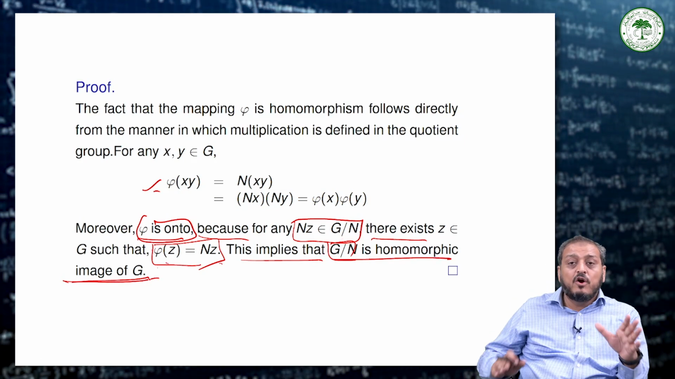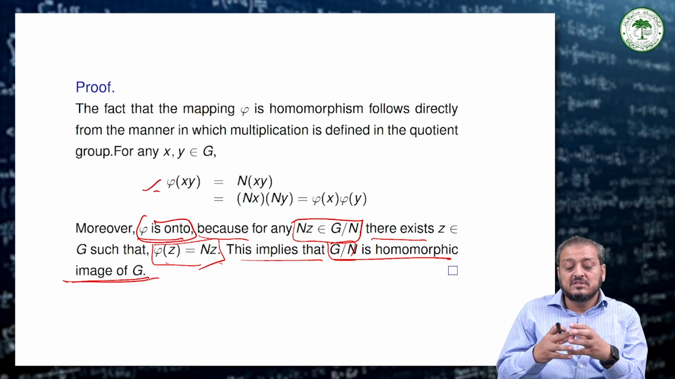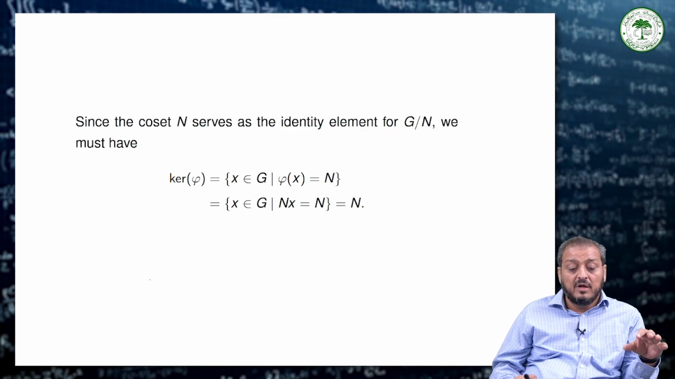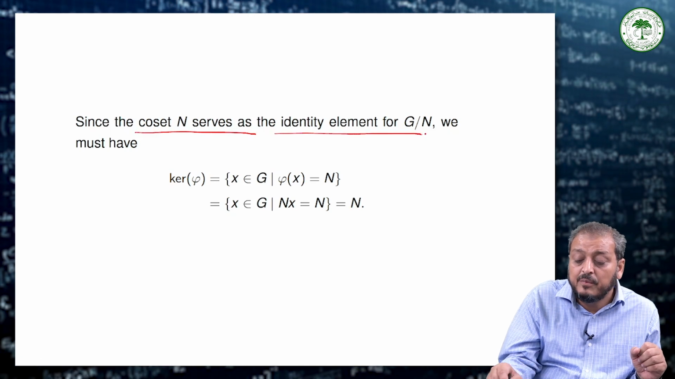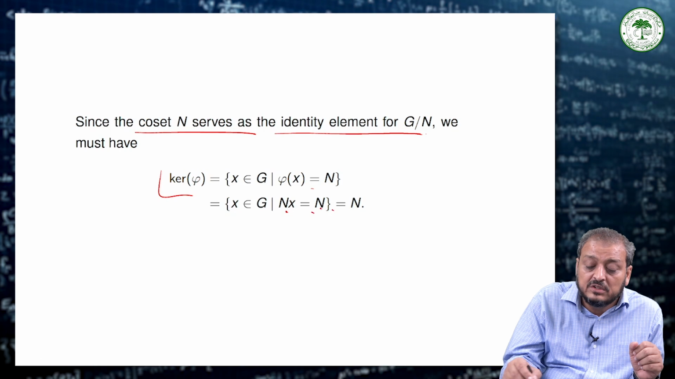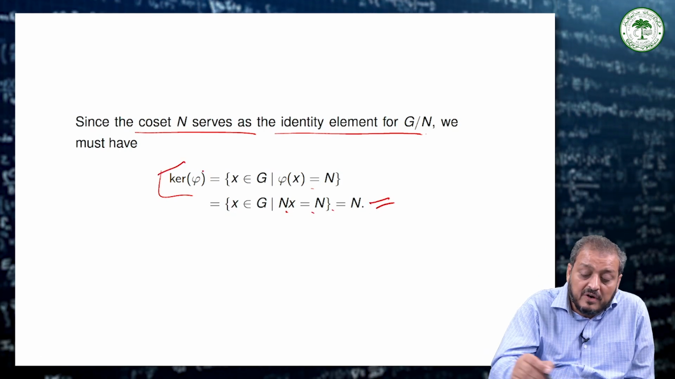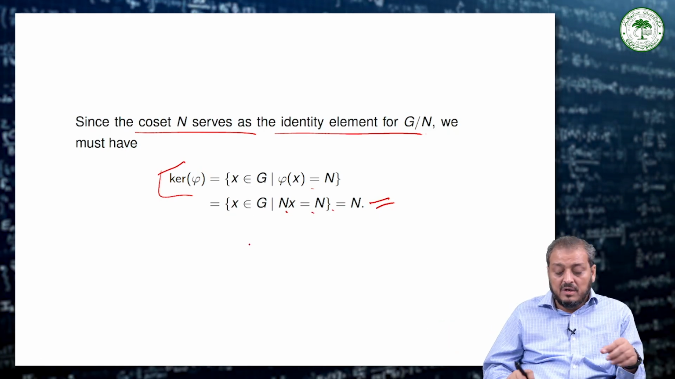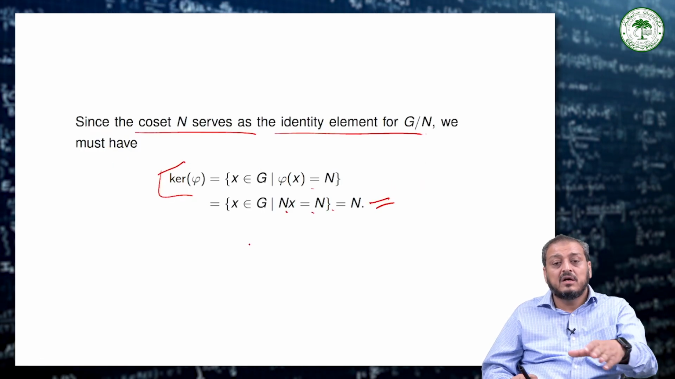So, if we have a homomorphism and onto-ness, then we can say that G by N is a homomorphic image of the group G. Since the coset N serves as the identity element of this group, the kernel of phi is equal to N. So we just say that the kernel of phi is nothing but this normal subgroup. Okay, this is the proof.